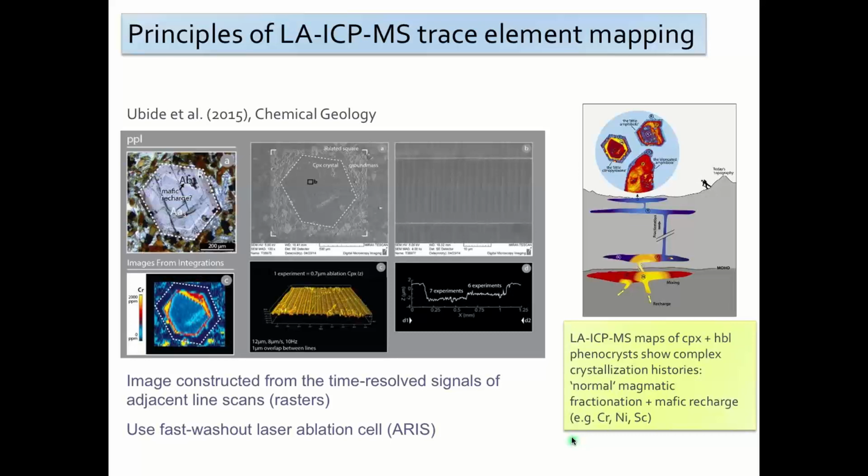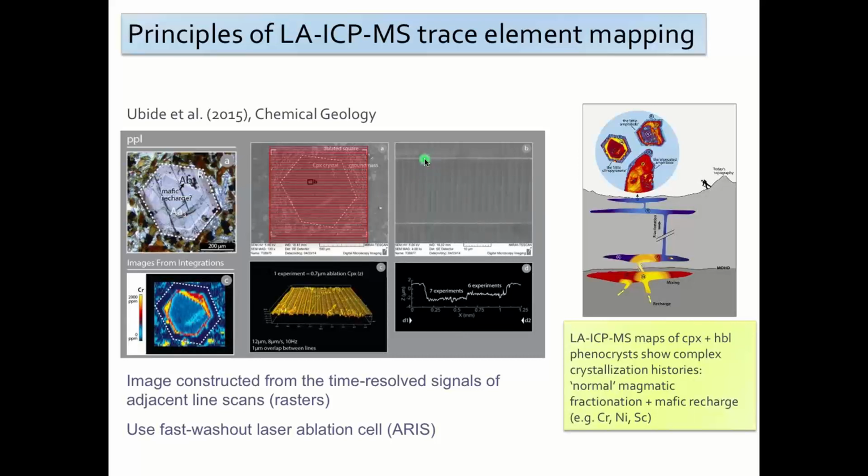So the idea is that we find a phenocryst that we want to map. Here's the phenocryst there, and it's a clinopyroxene. We're going to scan the laser across the sample, like so, constantly acquiring time-resolved trace element data. So the image is built up of a series of line scans or rasters, like so. It might take maybe half an hour to an hour to acquire an individual image, but we're constantly working and trying to make these things faster.